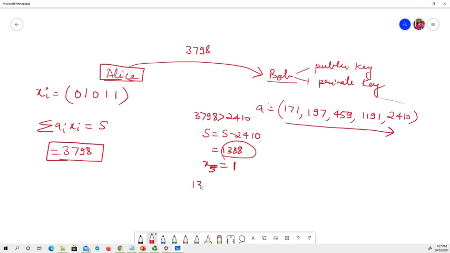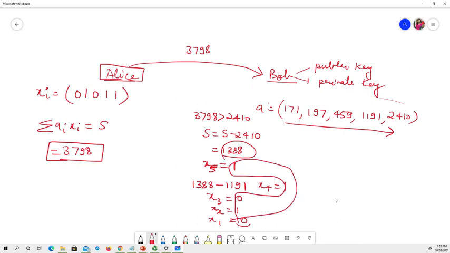Next time it will calculate 1388 minus 1191. Once again x4 would be 1, and x3 would be equal to 0, x2 would be equal to 1, and x1 equals 0. So if you put all these values together, it would be 01011. This is how he would be able to get the plain text over here, which is 01011. Okay, so the algorithm that I just explained to you, if you solve this, you will get these values. This is what is termed as the easy knapsack problem.